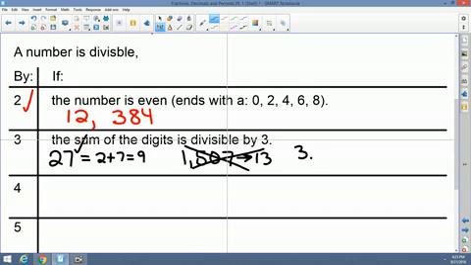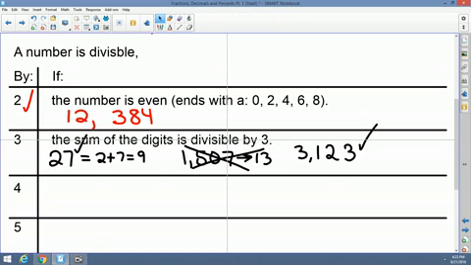And that is not divisible by 3, so 1,507 would not be divisible by 3. What about 3,120, let's say? Well, we've got 3 plus 1 is 4, plus 2 is 6, plus 3 is 9. So that means that since the sum of the digits is divisible by 3, then the whole entire number is divisible by 3, and that would work.